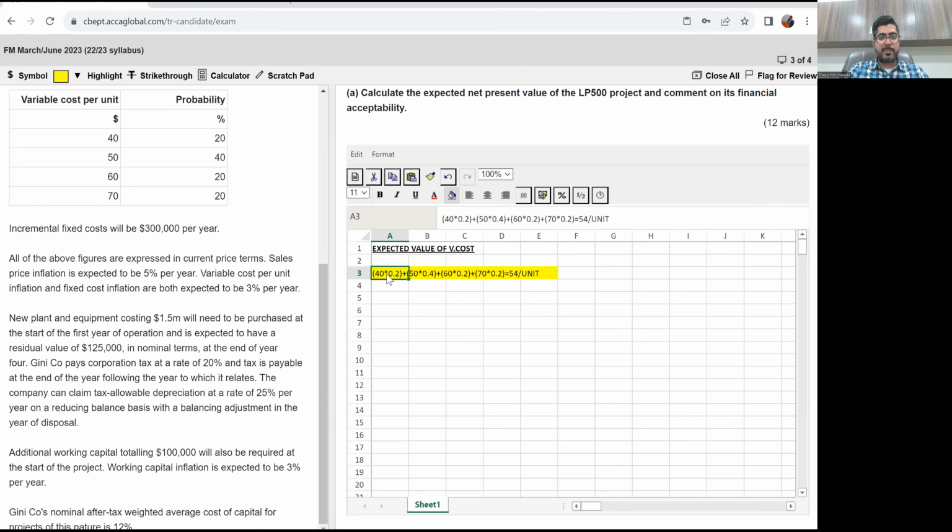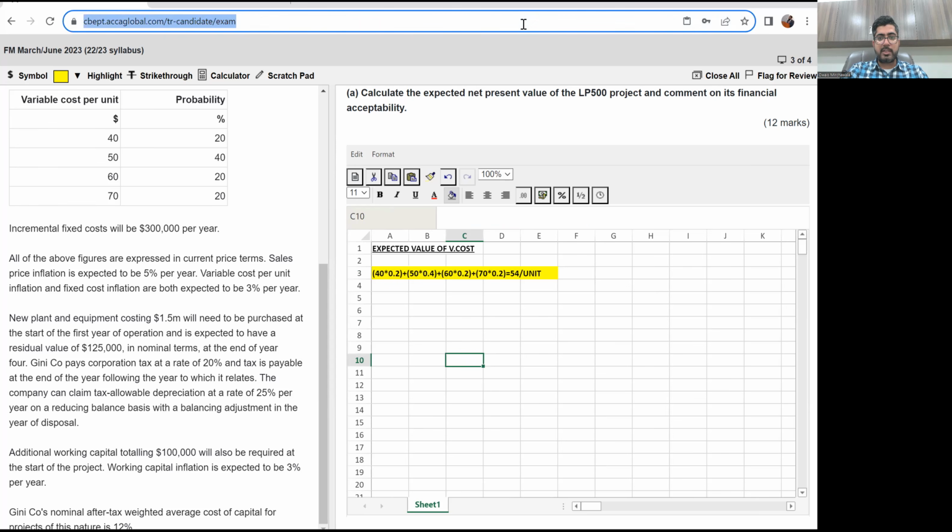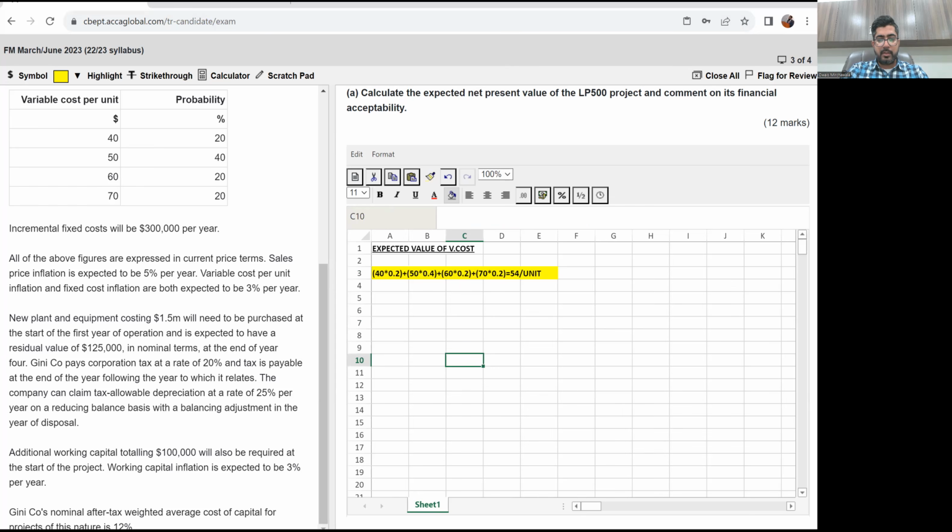I've taught you multiple times that expected NPV is anything which incorporates an expected value, either of selling price or of variable cost. So here it's variable cost and probabilities given. So you can easily find the expected value of variable cost, and using that will give you the expected NPV. If selling price and probabilities were given, you would have calculated the expected NPV using the selling price probability. If fixed cost and probabilities were given, the EV of fixed cost. This is how it works.